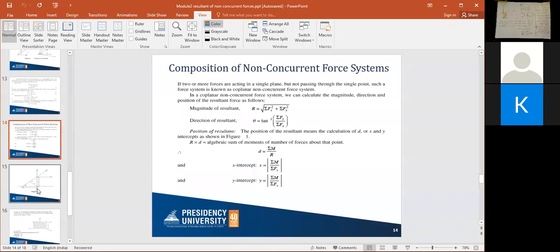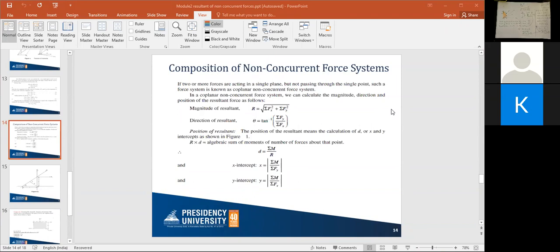The magnitude is depicted with R, which is equal to root over sigma of all the forces in x direction squared plus sigma of all the forces in y direction squared. This is the magnitude of the resultant, and the direction of the resultant is depicted with angle theta, which is nothing but the tan inverse of sigma Fy by sigma Fx.